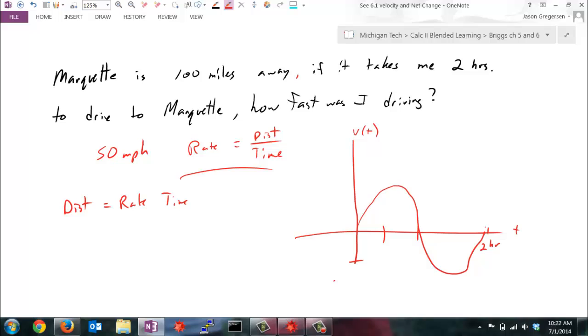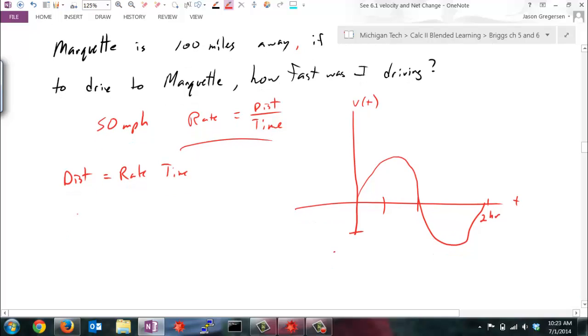Absolute value underneath the x-axis. Absolutely. So instead of integrating the velocity, I could integrate the absolute value of the velocity. The absolute value of the velocity really gives me the speed at which I'm traveling. So in MATLAB, velocity and speed are a little bit different. Velocity has a direction component, whereas speed doesn't. Okay? All right.